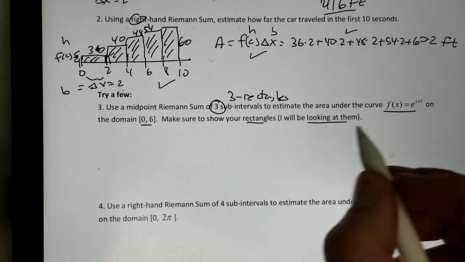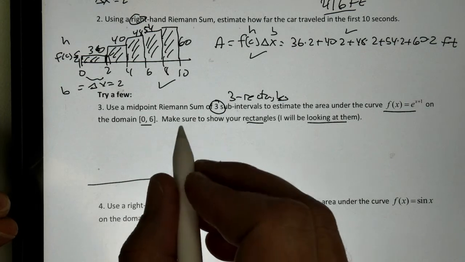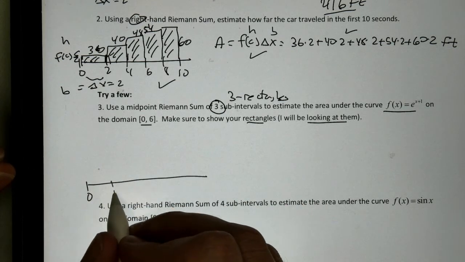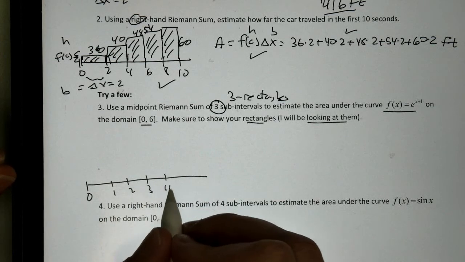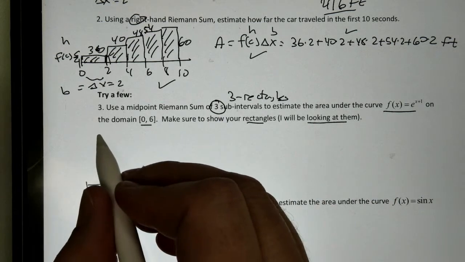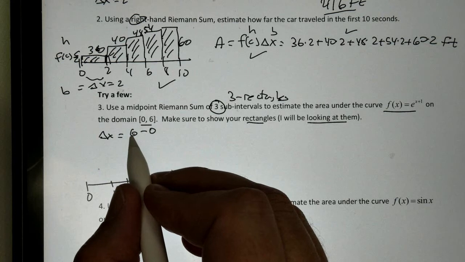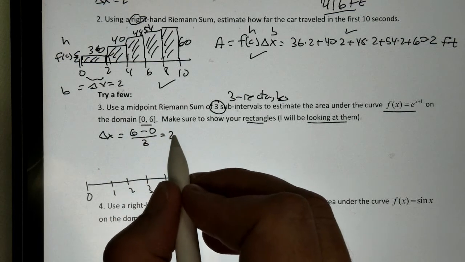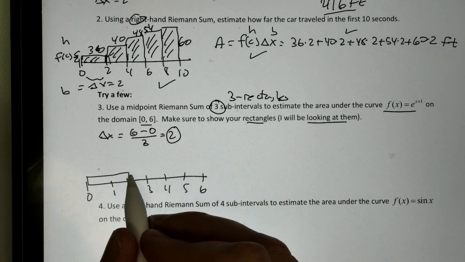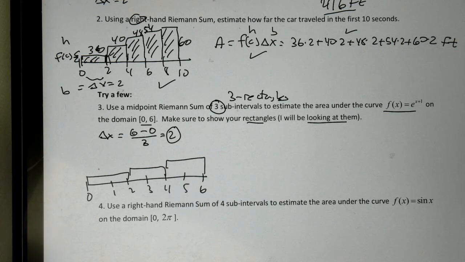So let's go ahead and try it. We don't have to graph the function. We're just estimating. So here's what we're going to do. Between 0 and 6: 0, 1, 2, 3, 4, 5, 6. I want 3 rectangles, so I've got to get delta x. Delta x is going to be 6 minus 0 over 3, which is going to be 2. So each rectangle is going to have a base of 2, which means I have to kind of go out like so. I'm just making my rectangles. I don't care what the answer is right now.